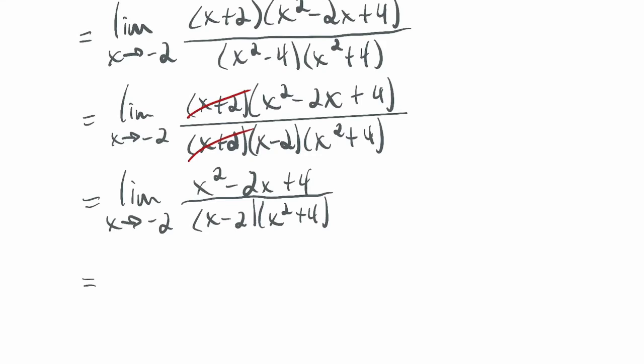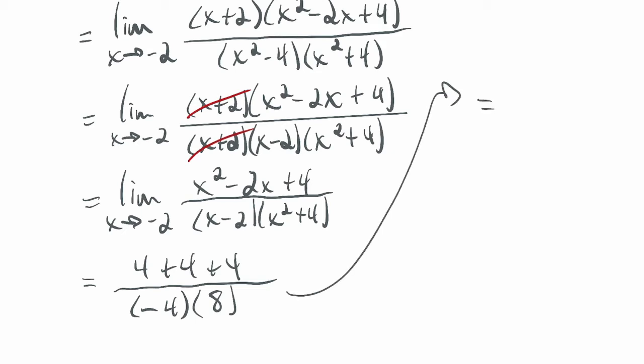So now I can plug in, as long as plugging in doesn't create division by 0. This will be 4 plus 4 plus 4, since -2 squared is 4, and -2 times -2 is 4, all over -4 times, is that 8? I think it's 8, yeah. So this will come up here, since I'm running out of room. This will be 12 over -32, which reduces to 3 over -8.